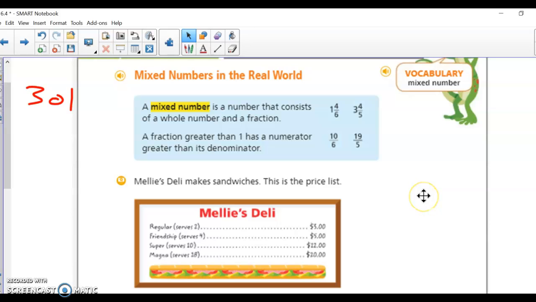We're going to use Melly's Deli here to figure out how mixed numbers actually work. And I forgot to mention up top here, we call these improper fractions. When the top number, that numerator, is bigger than the denominator, the bottom number, we call that an improper fraction. So mixed numbers and improper fractions.